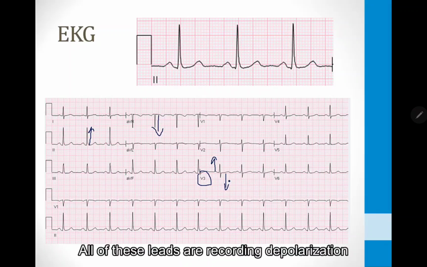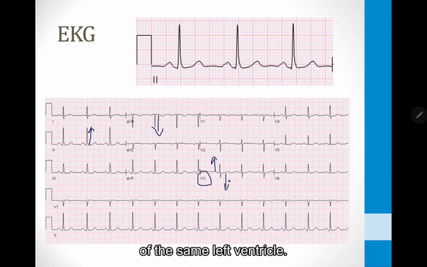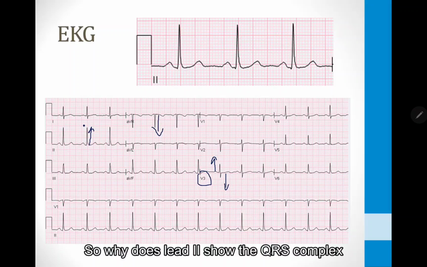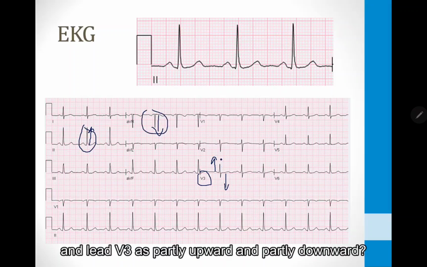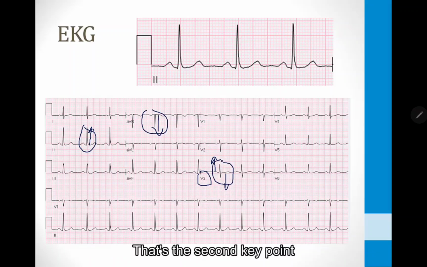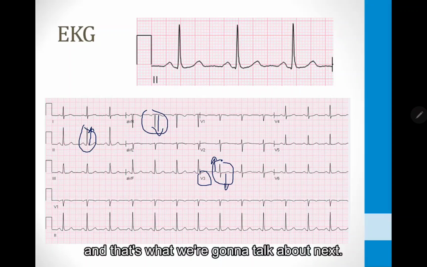All of these leads are recording depolarization of the same left ventricle. So why does lead 2 show the QRS complex as upward, lead AVR as downward, and lead V3 as partly upward and partly downward? That's the second key point about EKGs that we have to explain, and that's what we're going to talk about next.